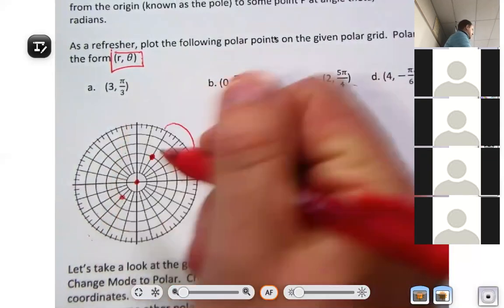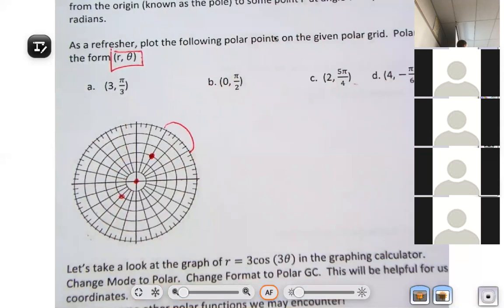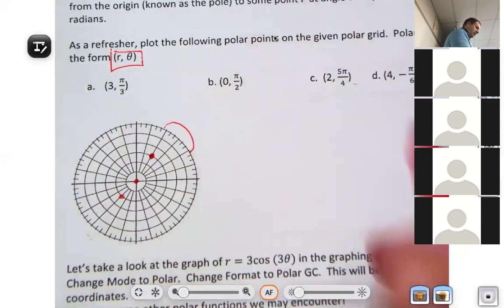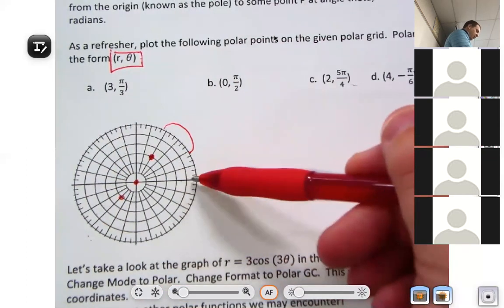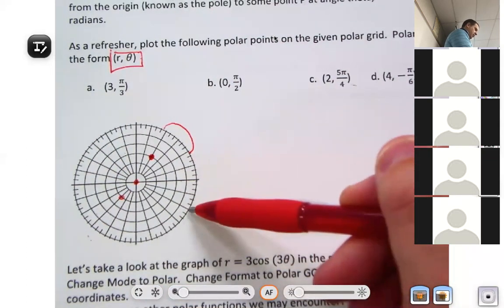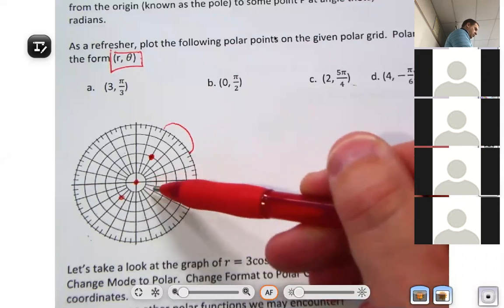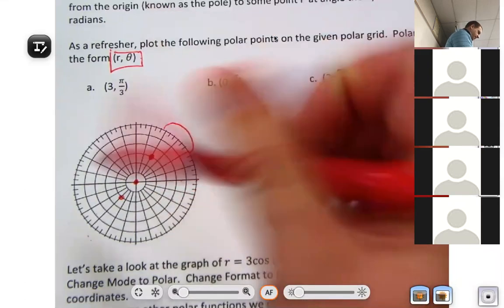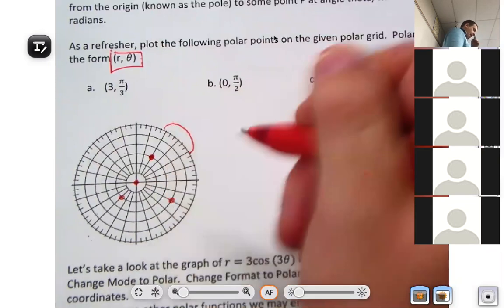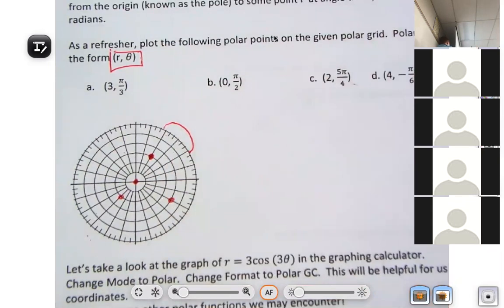Again, you're not going to have to do this on the AP test. I'm just reminding you how polars work, how you rotate, and where the points come from. Last one, negative pi over 6. So that's going backwards, pi over 6. So here, radius of 4. 1, 2, 3, 4. Okay, so that's your background knowledge on polar functions.